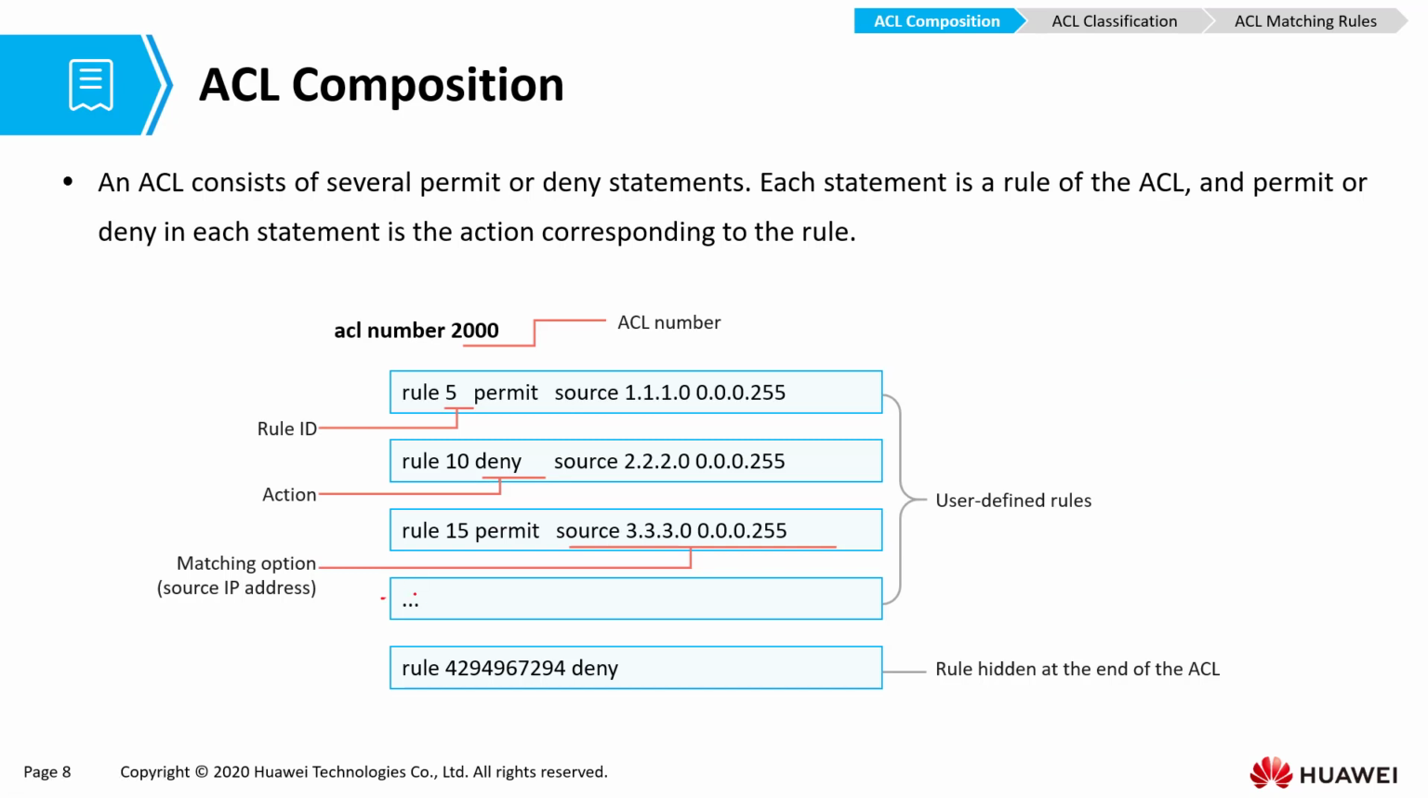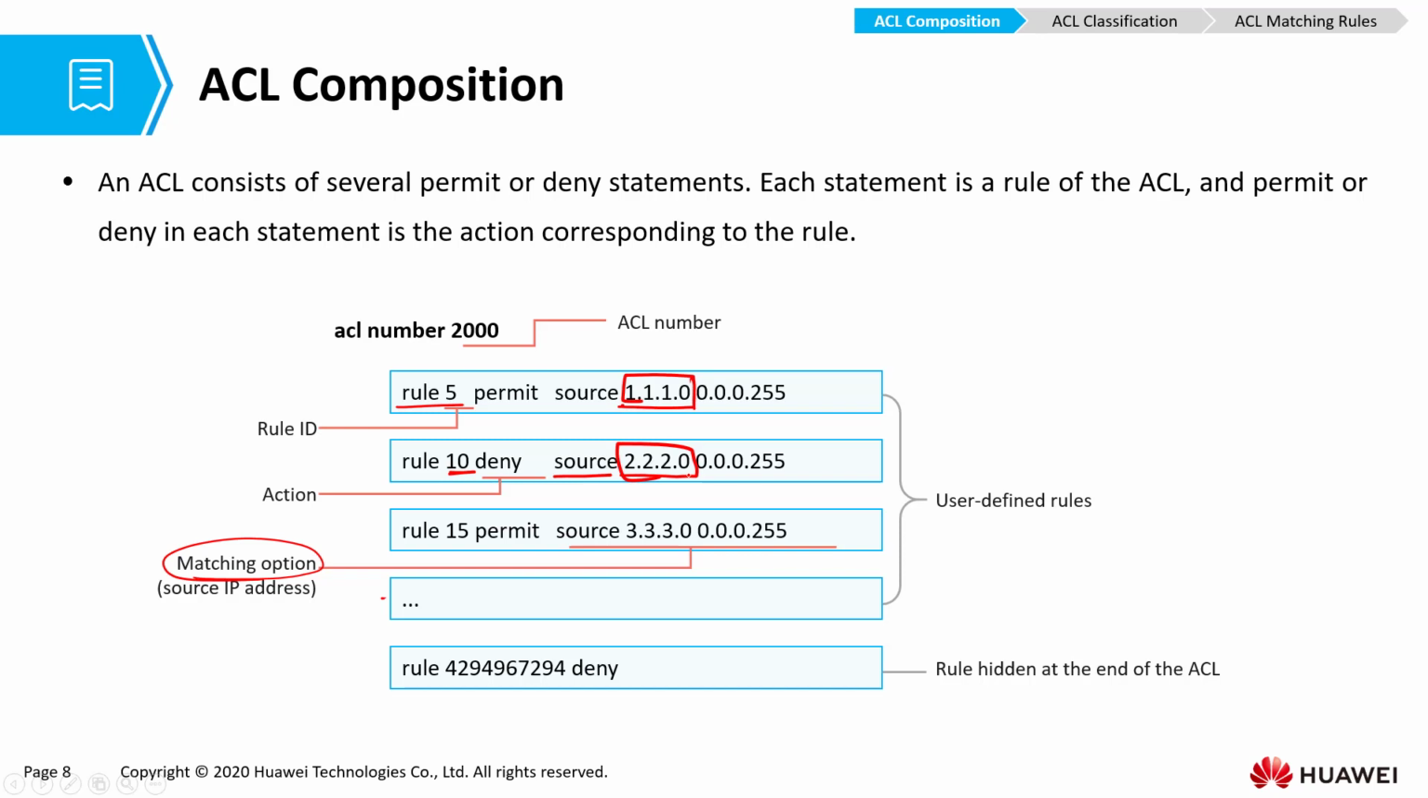Now, the other item of the ACL I want to talk about is the matching option. ACLs support various matching options. In our example here, the matching option is the source IP. You can see ACL rule number 5, source that. All right, ACL rule number 10, deny source that. The matching option is the source IP address in this example.